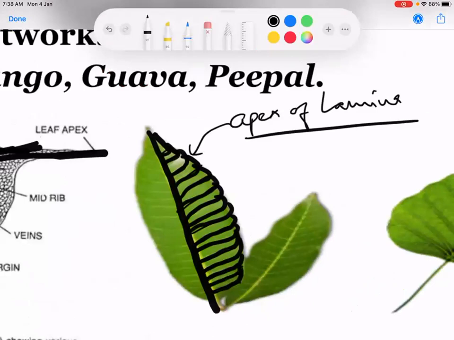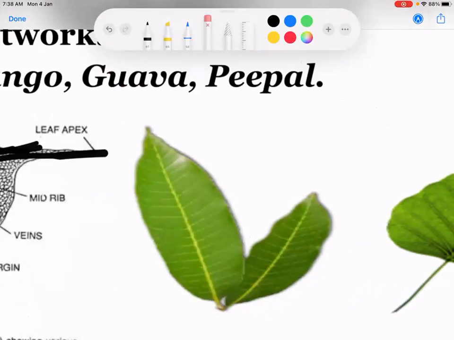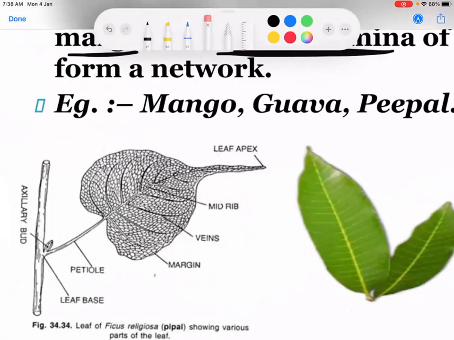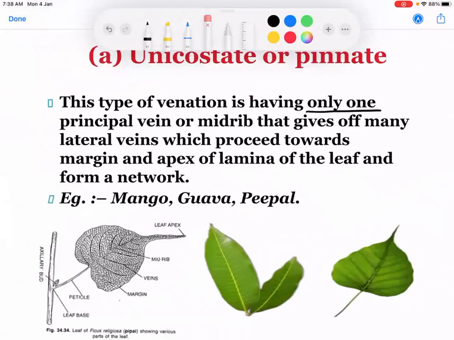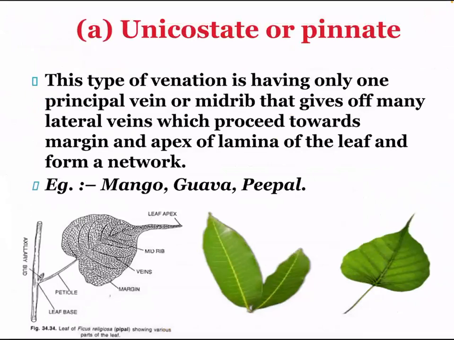Like this. So it is moving towards apex. Examples which are given here: mango, guava, and peepal. Fine. So please take the screenshot.